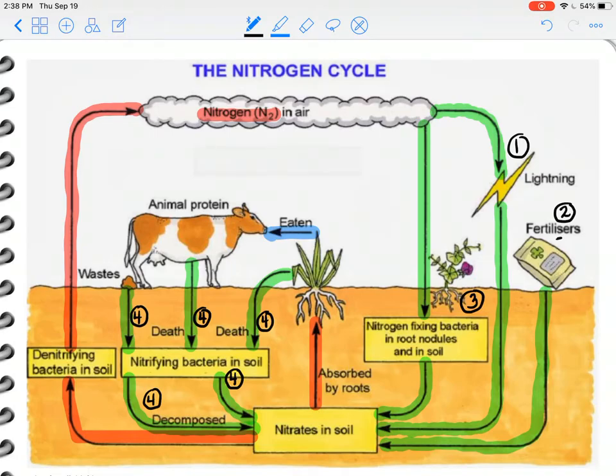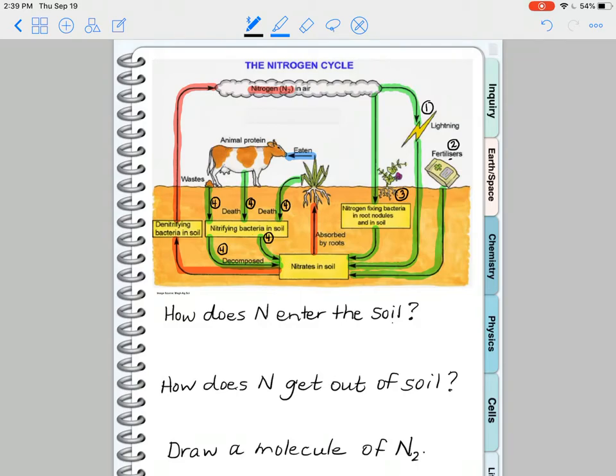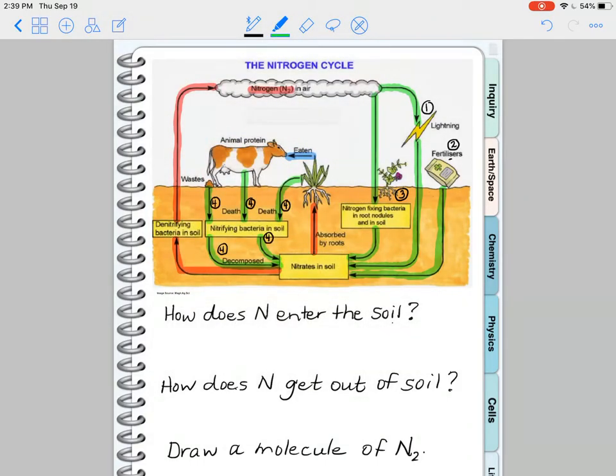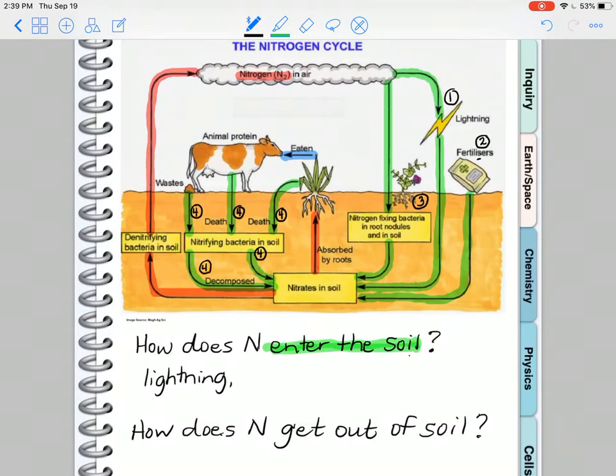Okay, let's take a look at our questions. How does nitrogen enter the soil? Well, entering the soil is a downward motion. So we're looking at our green path. Well, one way was lightning. And see, we've already numbered those and marked them. Fertilizers, and I'm going to use the American spelling. It doesn't matter. The third thing is bacteria.